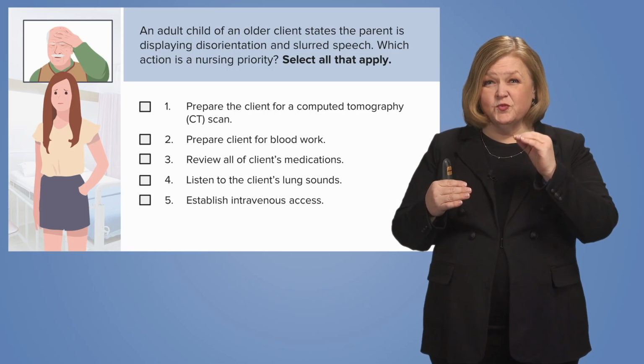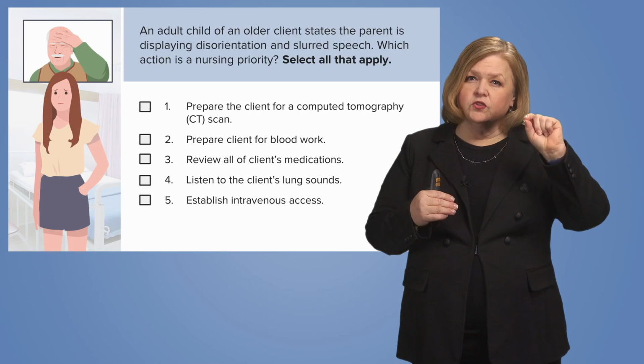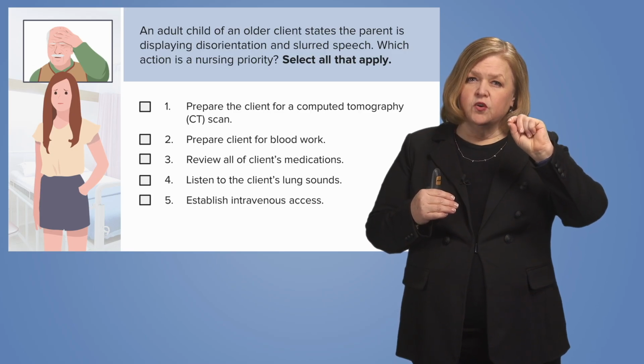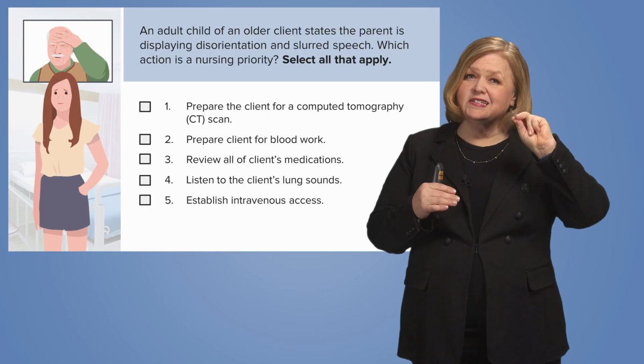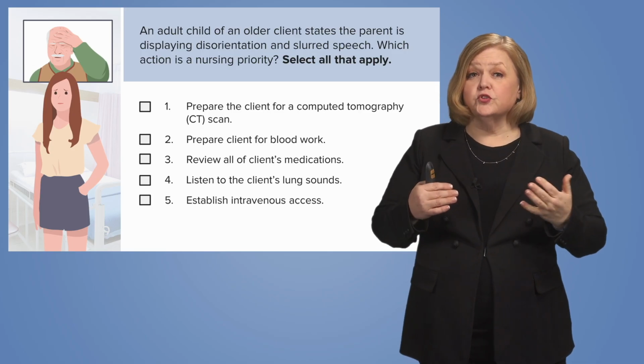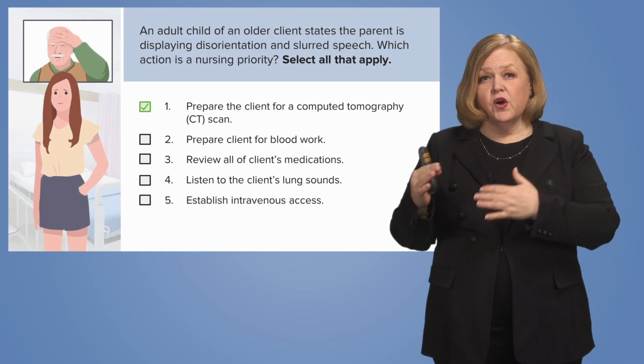The reason we did that is because we recognize the cues of disorientation and slurred speech. We analyze them together with the patient's age, and we know that these are classic symptoms of a patient who's having a stroke. So, would a CAT scan be a priority for this patient? Absolutely, because we want to go on and either rule out a stroke, figure out if it's hemorrhagic, or if it's because of a clot, like an ischemic stroke. So, number 1, that is definitely a priority. We're going to check that and move on.